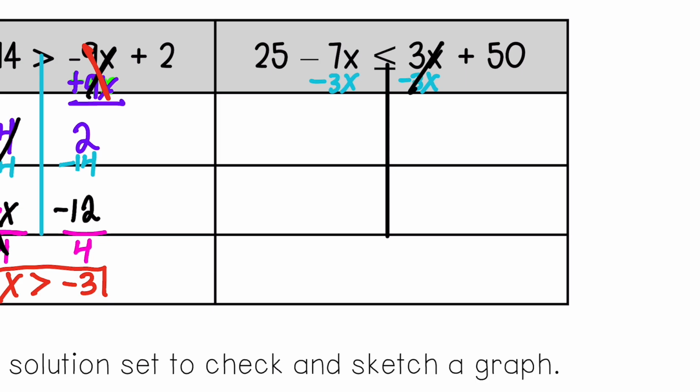3x and 3x over here goes away. And let's see, so 25 falls down. -7x minus 3x gives me -10x. So again, these are similar terms.